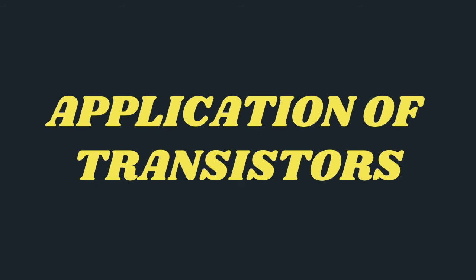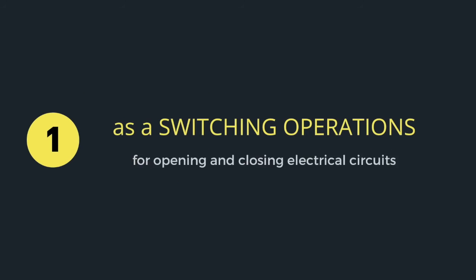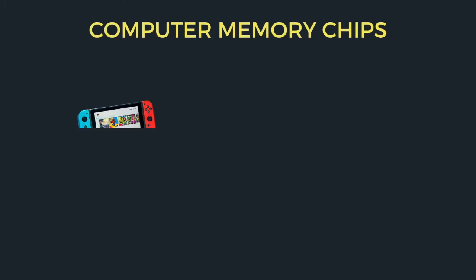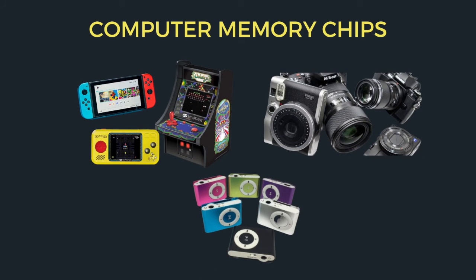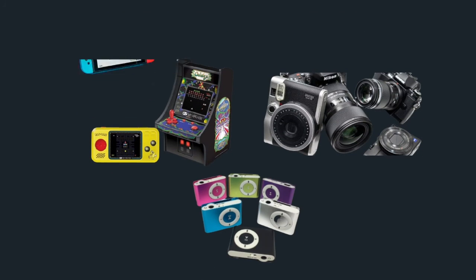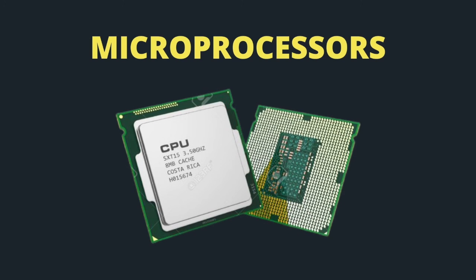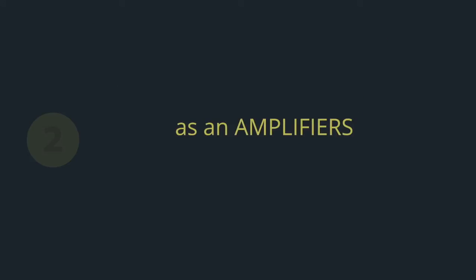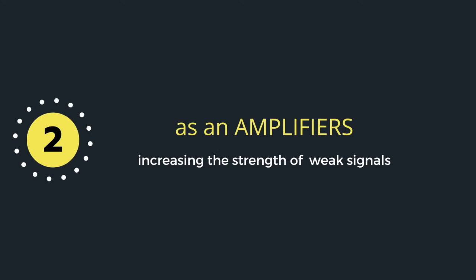Transistors have been used in our daily lives not only in electronics but also in the digital and analog domains. The simplest function of transistors is as a switch, either opening or closing electrical circuits. The most common application for this would be for computer memory chips, electronic games, cameras, MP3 players, and also for microprocessors. Transistors also act as an amplifier by increasing the strength of weak signals.